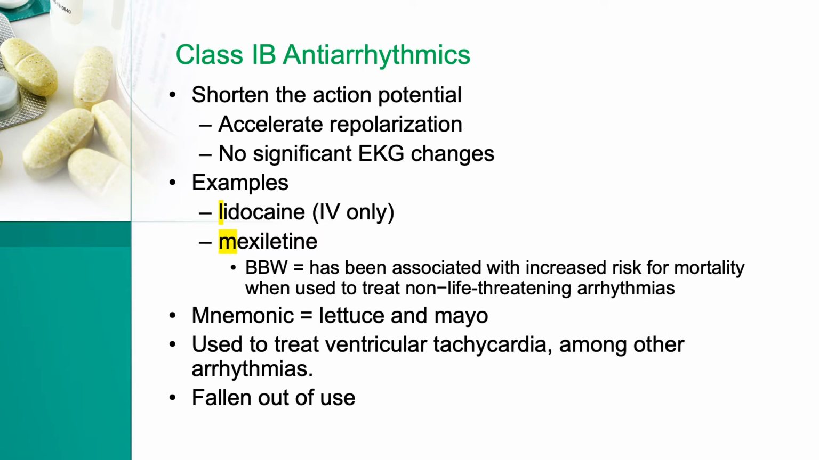The mnemonic "lettuce and mayo" is often used to recall these medicines, with the first letter of each word corresponding to the medicine's name. So far the total mnemonic for Class 1 is 1 double quarter pounder with lettuce and mayo. Class 1B antiarrhythmics are used to treat ventricular tachycardia, among other arrhythmias. They have fallen out of use, however, in the treatment and prevention of arrhythmias during or after a heart attack.